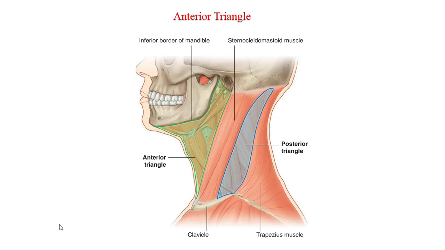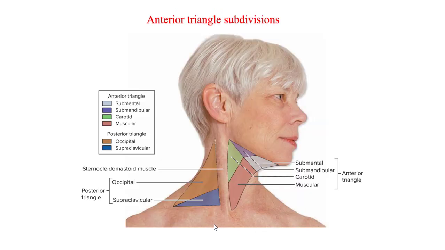The anterior triangle is bordered laterally by the anterior border of the sternocleidomastoid muscle, medially by the median line of the neck, and superiorly by the inferior border of the mandible. And you can imagine that the apex of the anterior triangle is pointing towards the manubrium of the sternum. The anterior triangle of the neck is further divided into smaller triangles: the submandibular triangle, the submental triangle, the carotid triangle, and the vascular triangle, which will be discussed shortly.